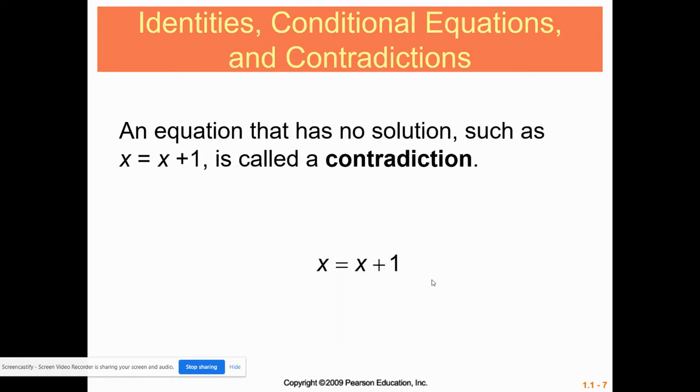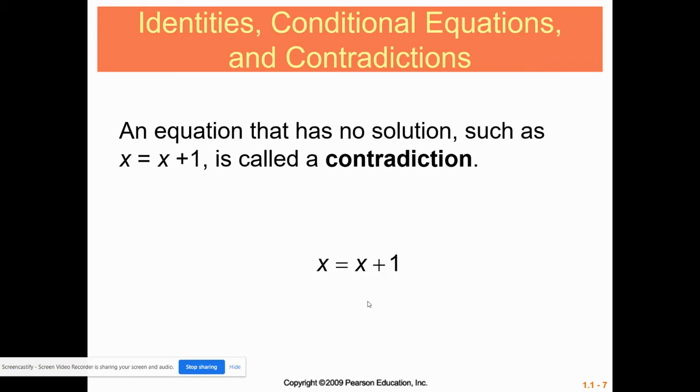A third type of equation is called a contradiction. It's similar to an identity in that our variables subtract away, but what we're left with is not true, like 3 equals 3 or 0 equals 0. What we're left with is something that's false. If we tried to solve this equation here, we would start off by subtracting x, but then we would end up with 0 equals 1, which is clearly not true, and that is why it's called a contradiction.